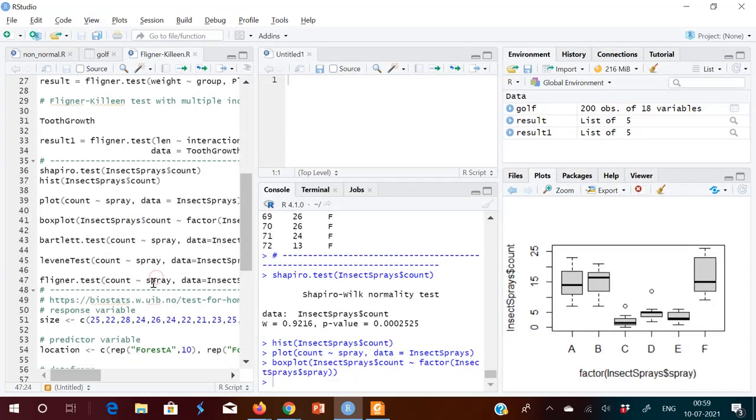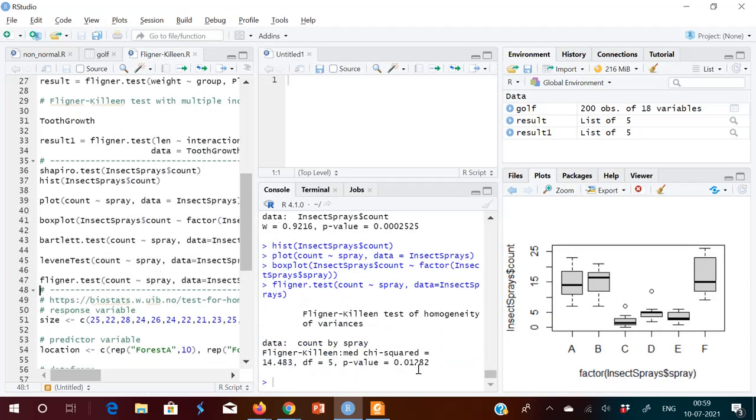I'm doing this one. 0.01. So suppose your alpha value is 0.05, then you will reject the null hypothesis. So the same thing. So there is a difference in the variance.